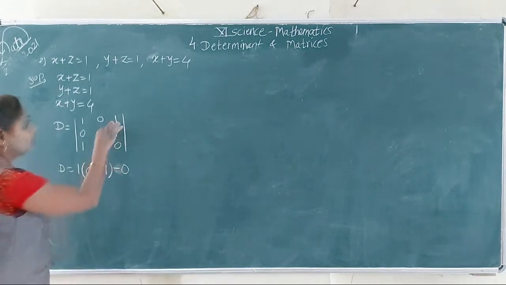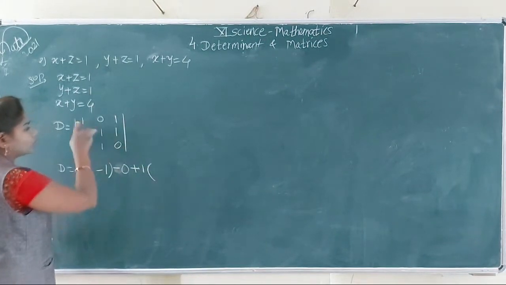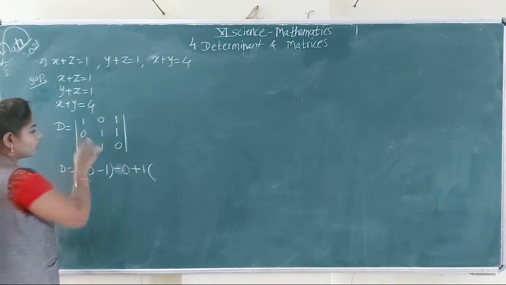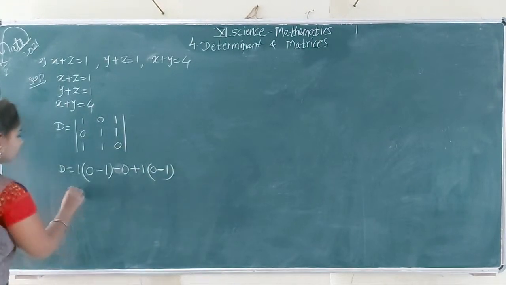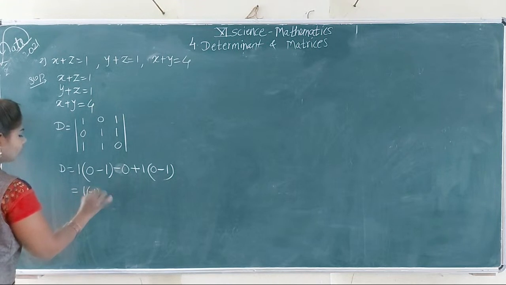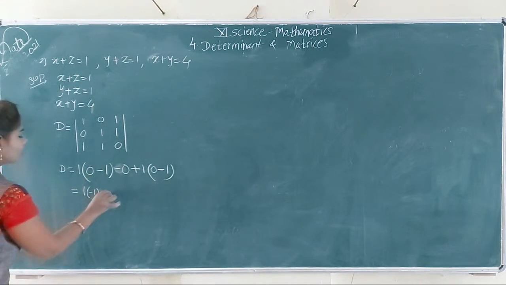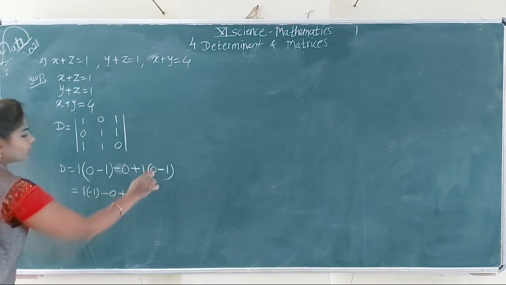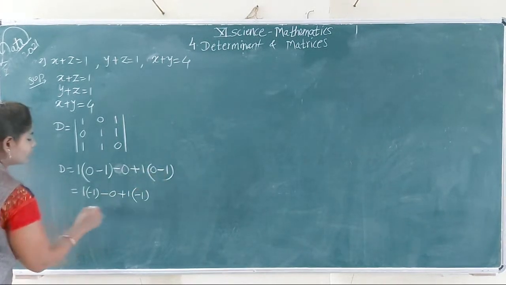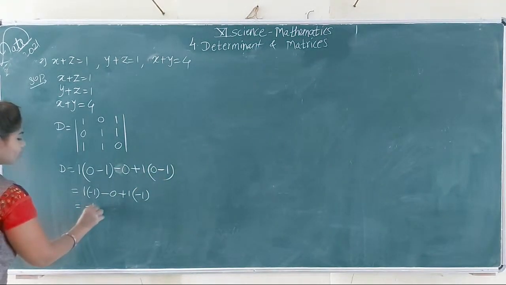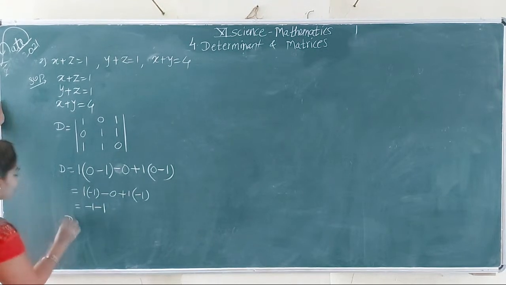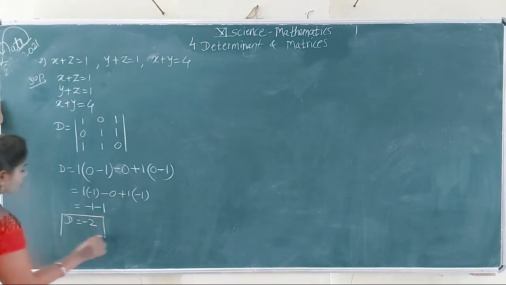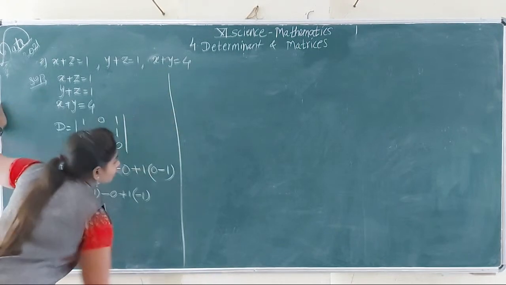The next one plus 1 into, delete first row, third column. 0 into 1 is 0, 1 into 1 is 1. That is 1 into minus 1. 0 minus 1 is minus 1. Minus 0 plus 0 minus 1 is minus 1. That is 1 into minus 1 is minus 1, 1 into minus 1 is minus 1. That is D is equals to minus 2. Value of D is minus 2.